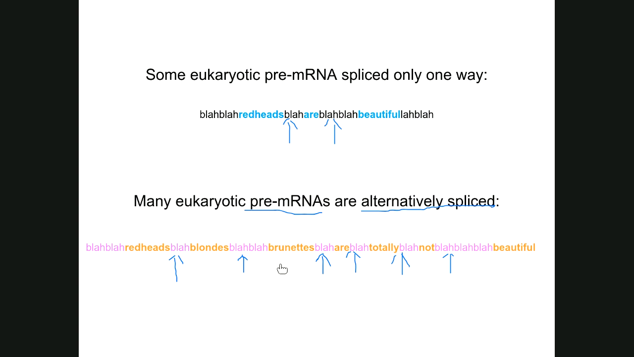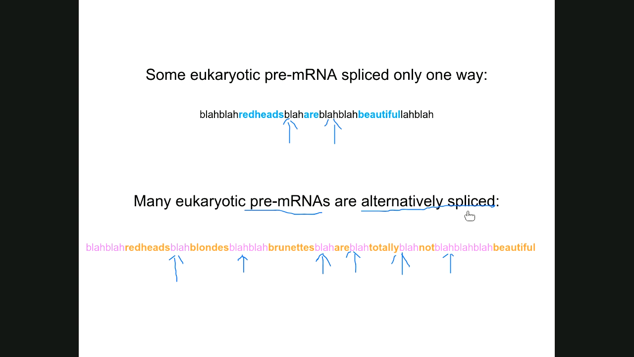In other words, this pre-mRNA could be spliced to where it reads redheads are totally beautiful, or it could be spliced to where it says brunettes are not beautiful. Please, I'm just saying, I don't have any hair, so please take it easy here. Or it could be spliced to where it says blondes are totally not beautiful, or blondes are totally beautiful, or the same thing for brunettes and redheads. Therefore, it could be alternatively spliced.